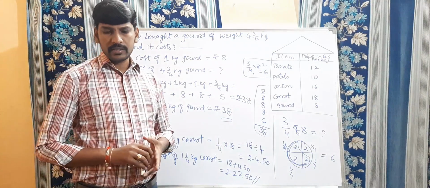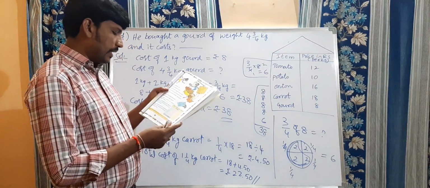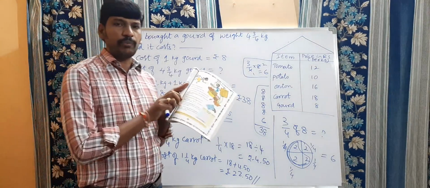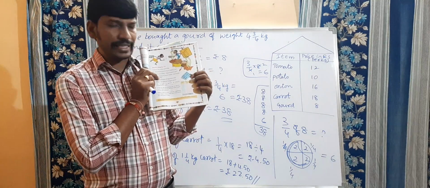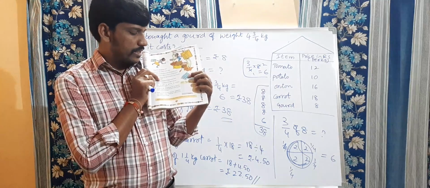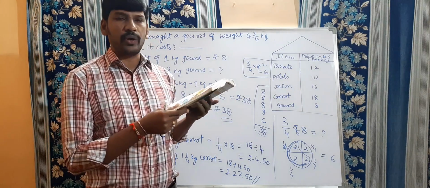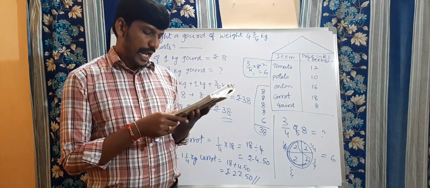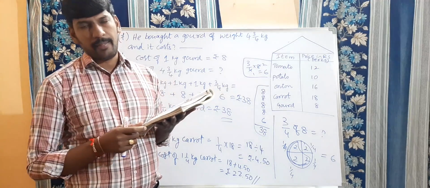Is this clear? So now here is question number 3. Look at the shopping list in Kirti's hand. Here one blue color is there. See this here, this is blue color. Clear? This is Kirti's hand. She has this list. So she bought potato 2 1 by 4 kg, carrot 3 by 4 kg, and gourd 1 by 2 kg. Clear?